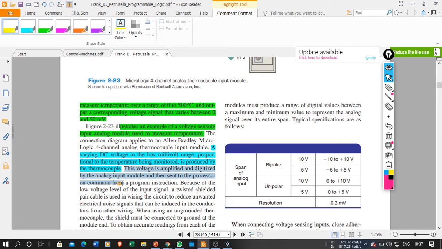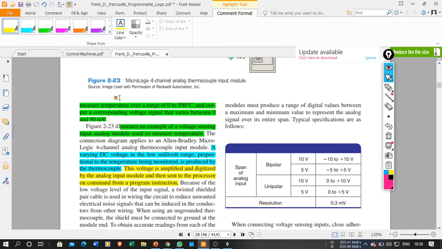Okay, and voltage is your analog parameter, so I need to convert that into a digital parameter. The voltage should be amplified and digitized by the analog input module and then sent back to the processor in the form of program instructions. So what I'm going to do, I will convert that particular voltage.